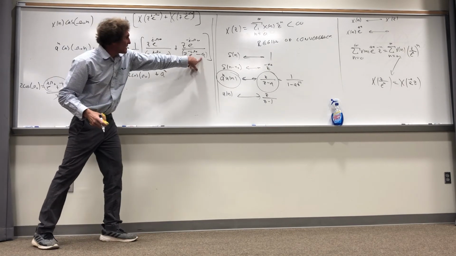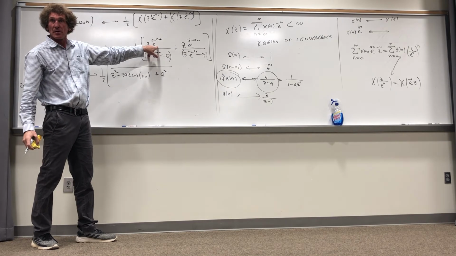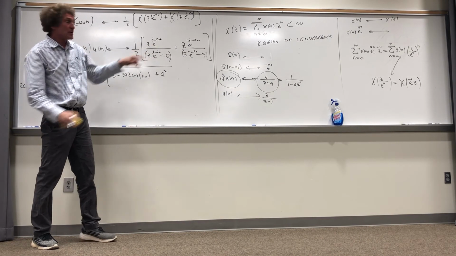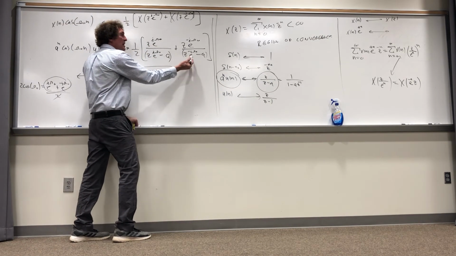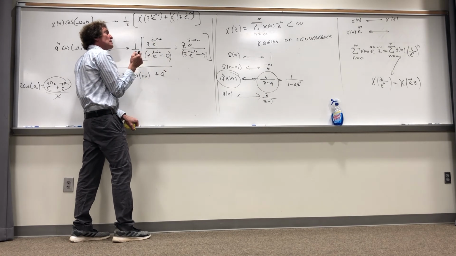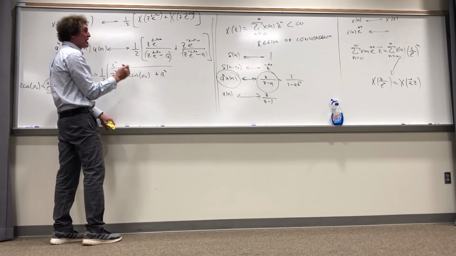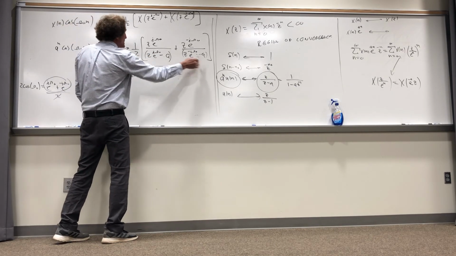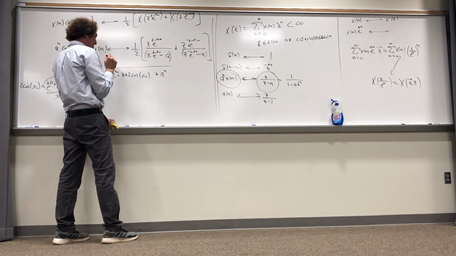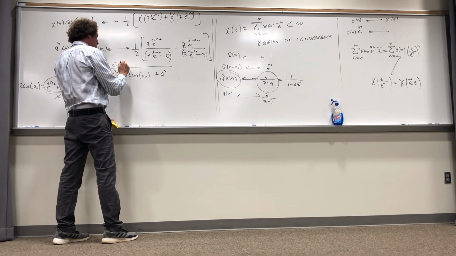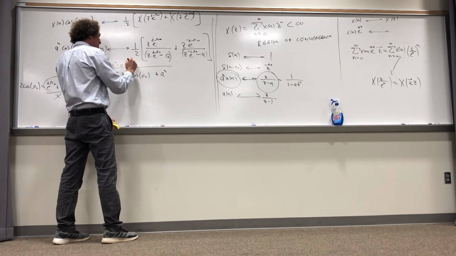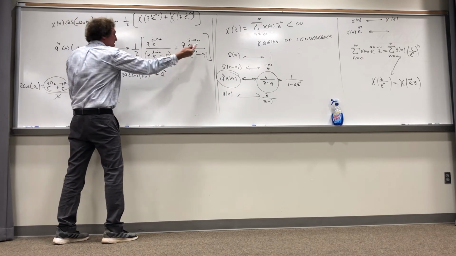Well, I have this times this, correct? You agree with me? What do you get? I have z e to the minus j omega naught times e to the plus j omega naught, or z squared, right? Then I have minus a z e to the j omega naught, right? So I have minus a z e to the j omega naught. What about this times this? What do I get?